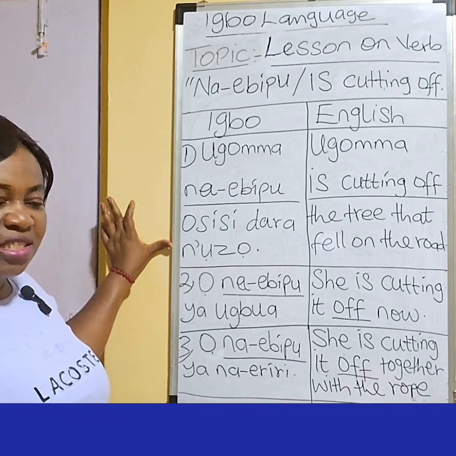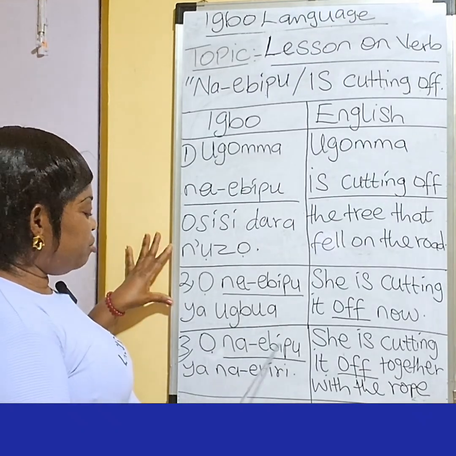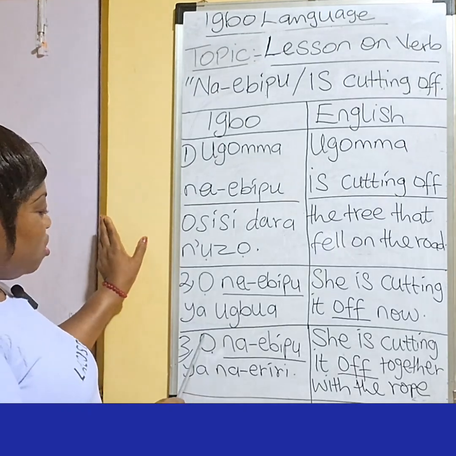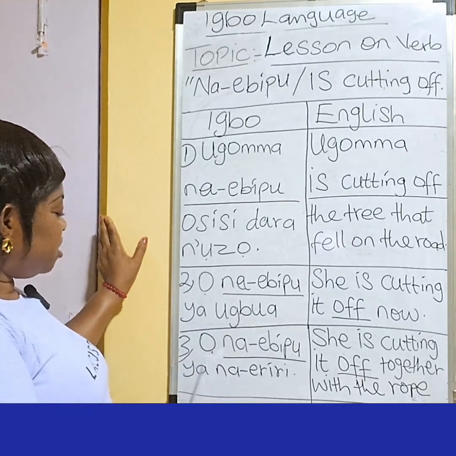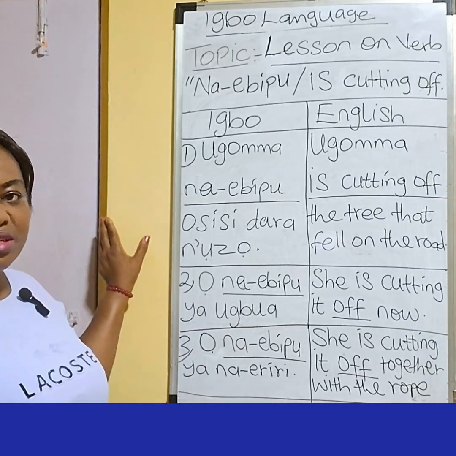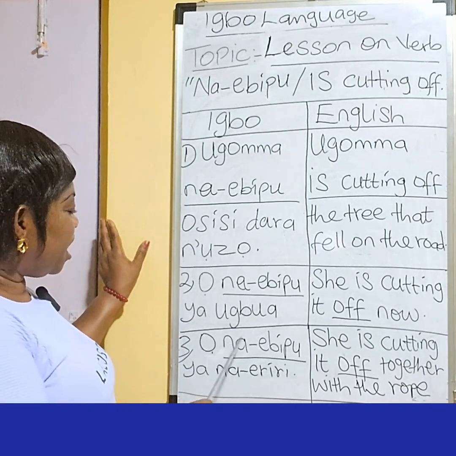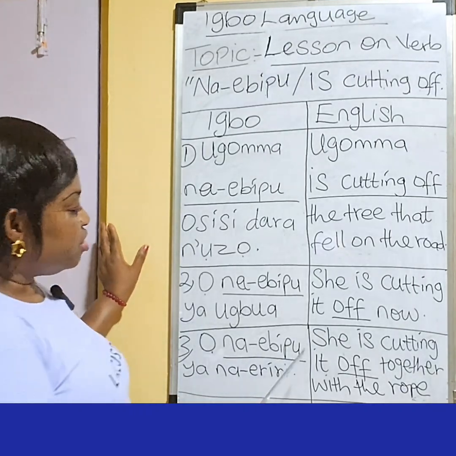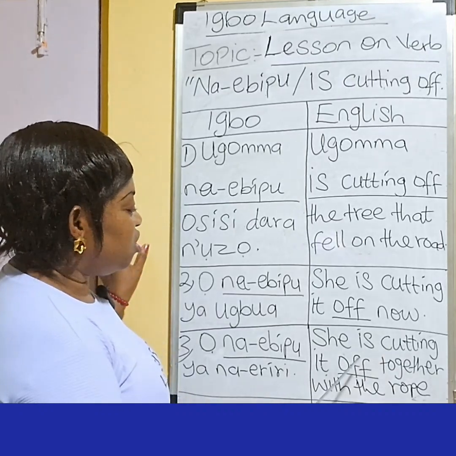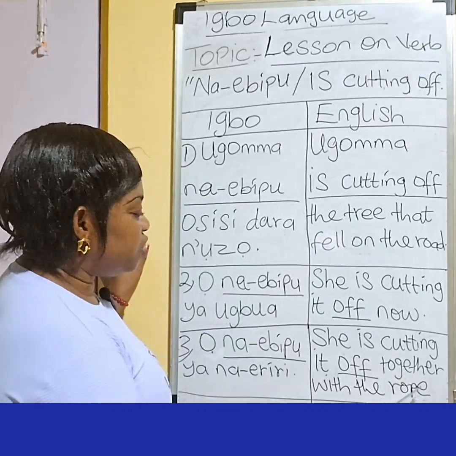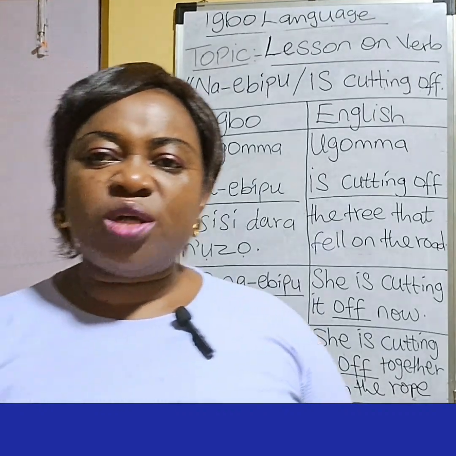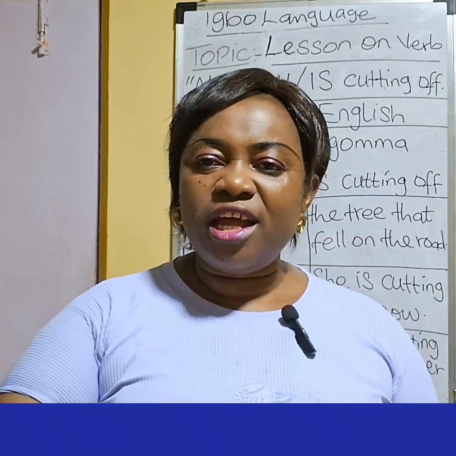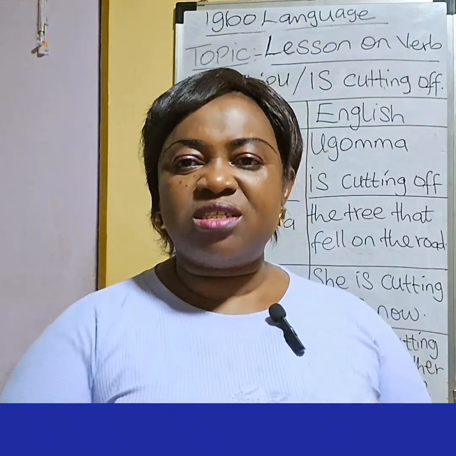The third sentence says Ọ na-ebipu ya na eriri. Class, say it. Ọ na-ebipu ya na eriri. Again, ọ na-ebipu ya na eriri, meaning she is cutting it off together with the rope.